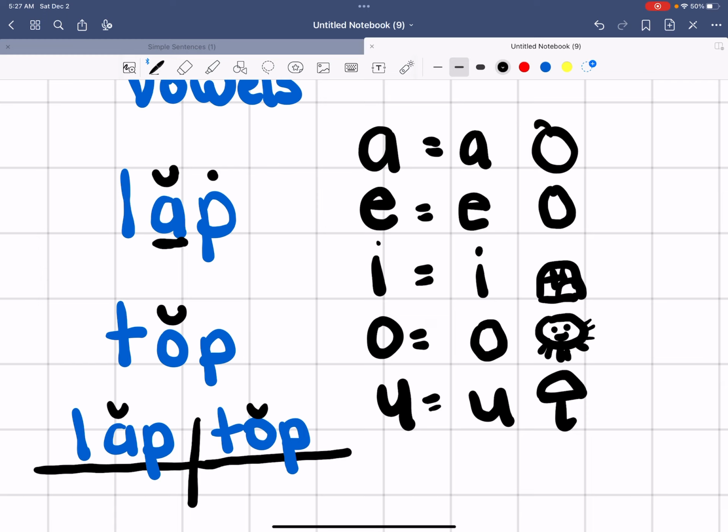Only short vowels for this lesson. In other lessons, we'll go over other types of vowel sounds and other rules, but right now we're going to start reading multisyllable words, only with CVC, only with short vowels.